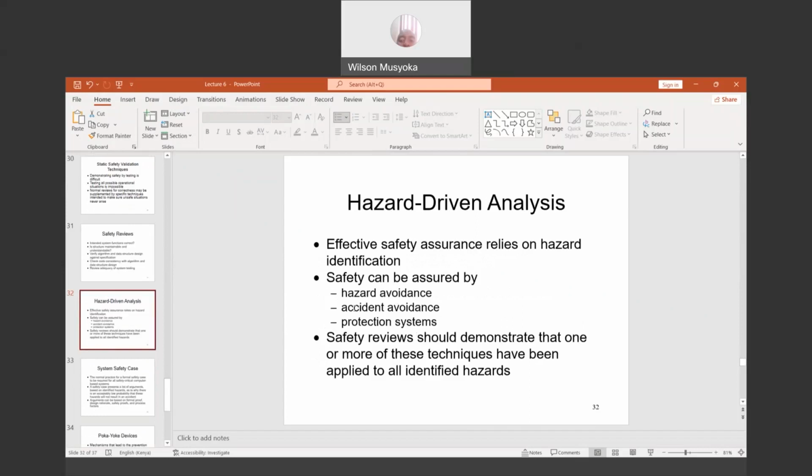Then there is also hazard-driven analysis, whereby we are looking at the effective safety assurance, which is relying on identifying some of the possible hazards. And safety can be assured by hazard avoidance, accident avoidance, and protection systems. So safety reviews should demonstrate that one or more of these techniques have been applied to avoid those hazards.